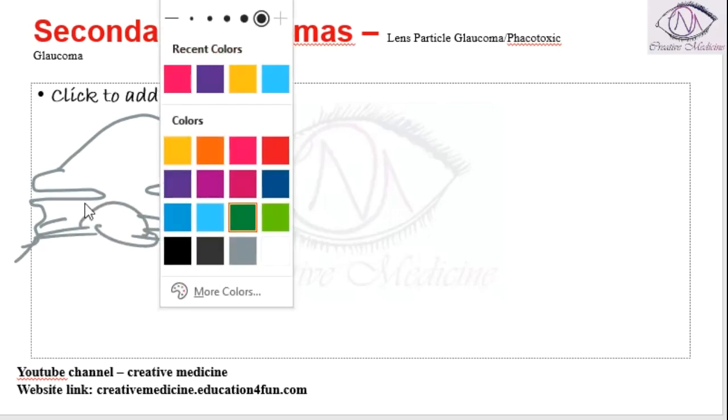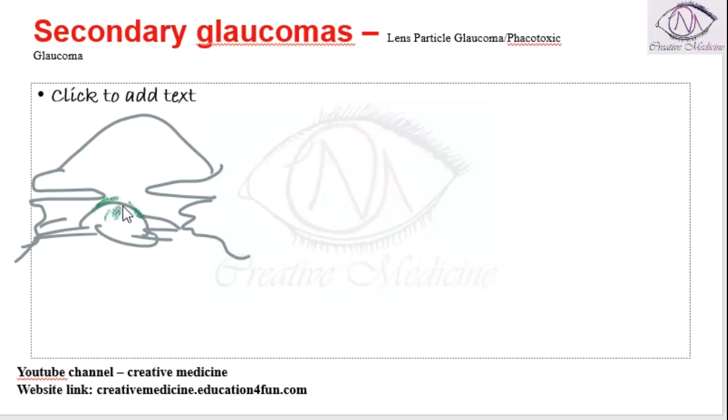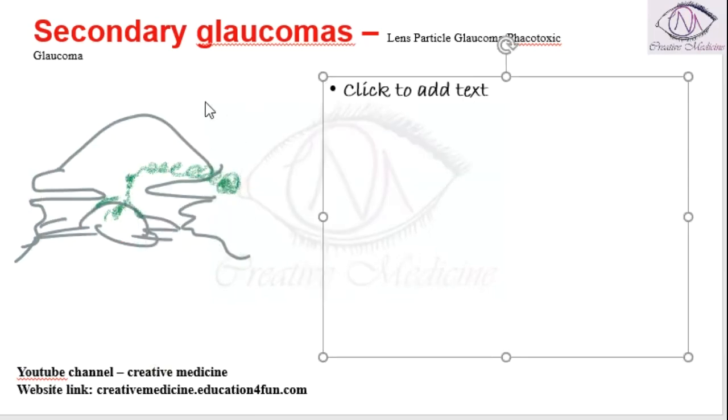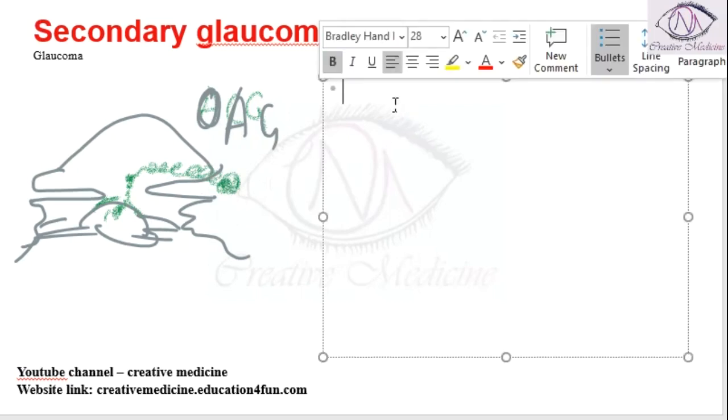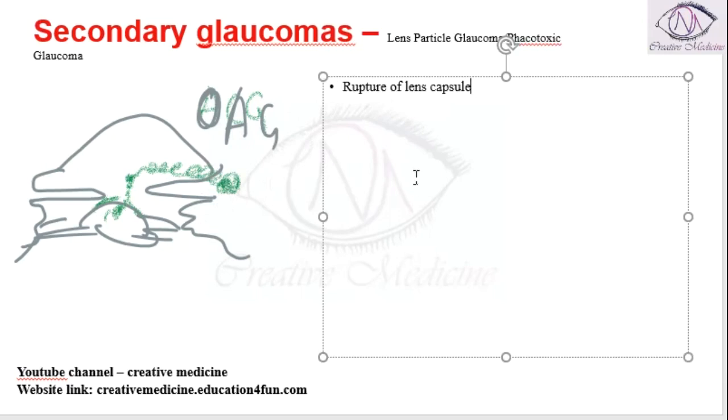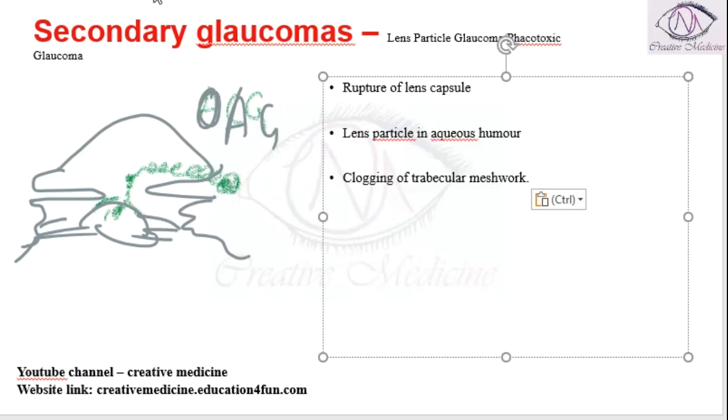Here there is a rupture of the capsule. Because of the rupture of the capsule, again the lens proteins will reach the aqueous humor and they cause the obstruction of the trabecular meshwork. So this is a type of open angle glaucoma, because it is not closing the angle; the angle is normal, but the trabecular meshwork is clogged by the lens proteins. So because of the rupture of the lens capsule, there are lens particles present in the aqueous humor, resulting in clogging of the trabecular meshwork. So this is lens particle glaucoma or phacotoxic glaucoma.